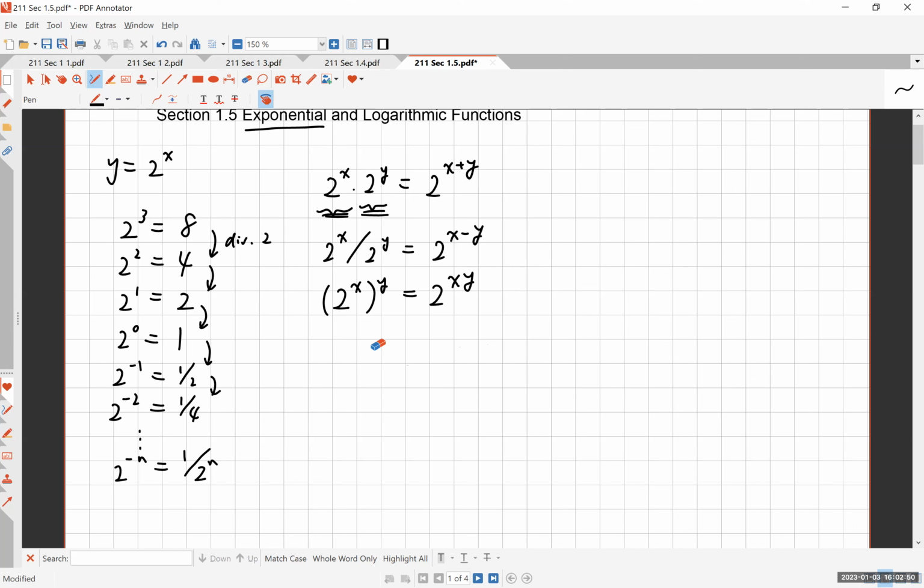Okay, and of course the number doesn't have to be 2, right? So these will lead you to the properties which we will hold tight. These properties will hold true for any kind of exponential base.